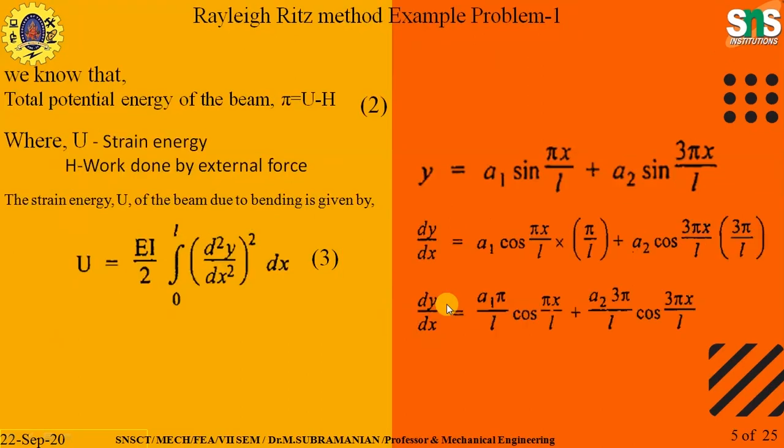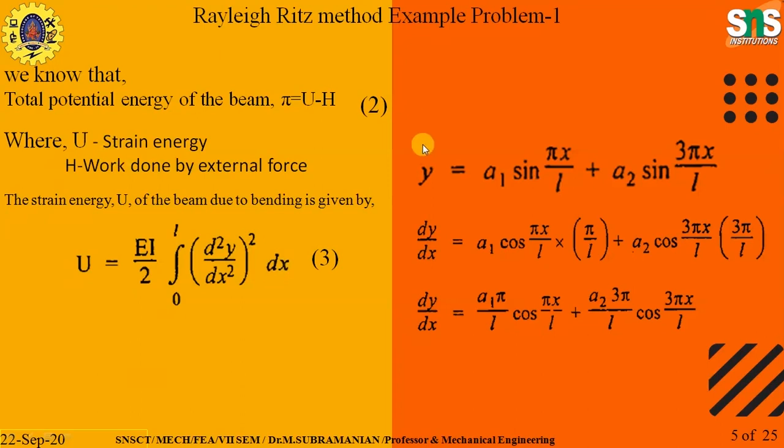The first step: the total potential energy of the beam is Π equal to strain energy minus work done by the external force. The strain energy U equals EI divided by 2, integration from 0 to L of (d²y/dx²) whole squared dx.